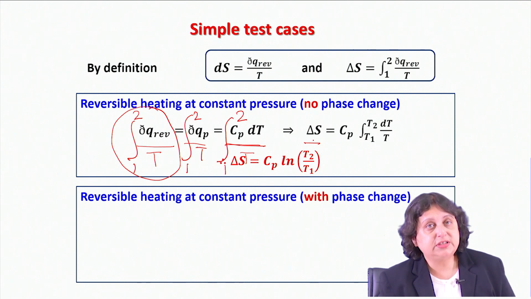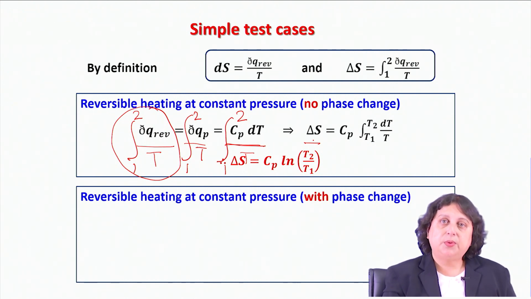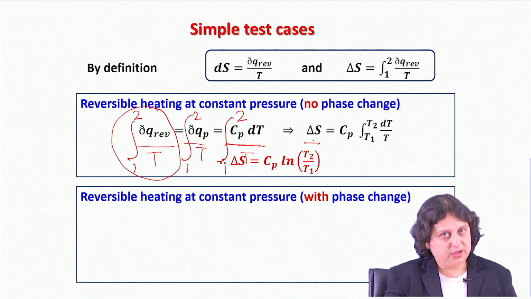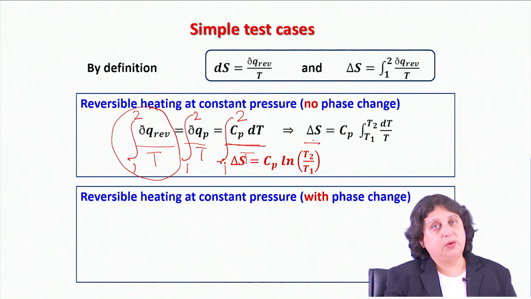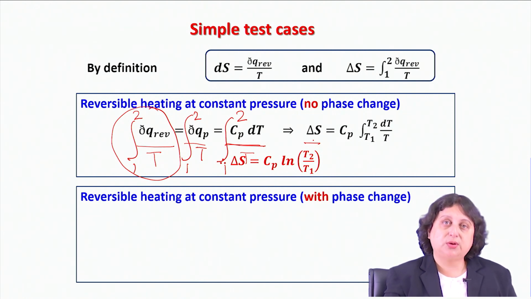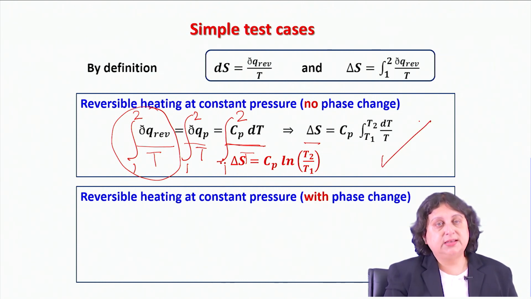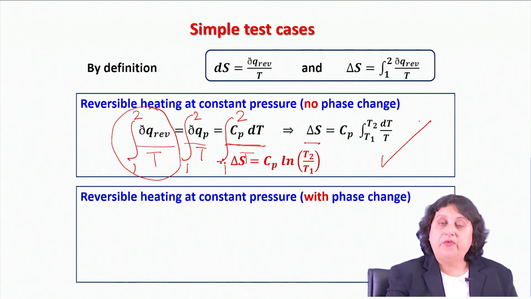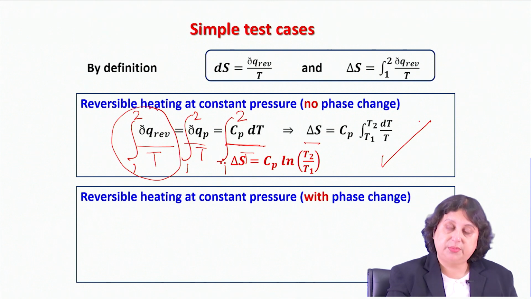Now, if I have a reversible heating at constant pressure, there is a possibility that the system might undergo a change in phase. For example, if you are heating solid ice at 0 degree centigrade and 1 atmospheric pressure, under that condition, there will be a phase transition whereby the solid ice will take the heat as its latent heat and melt into liquid water. So, during reversible heating at constant pressure, there can be a phase change. So, the first case that I have mentioned here is the situation where there is no phase change. But indeed, there can be a phase change as well when you are carrying out reversible heating at constant pressure.